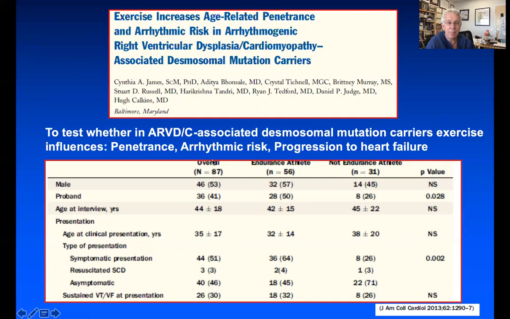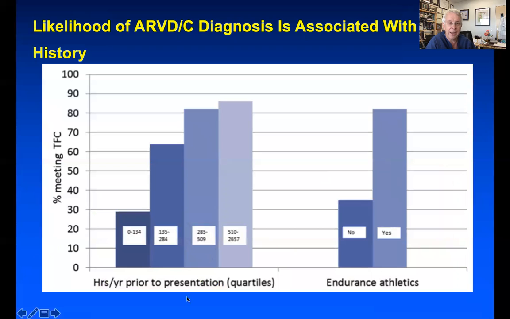We looked at 87 patients with ARVD, and we looked at how much exercise they did, and how many hours per year they exercised relative to the chance they got the disease. They all had a mutation that put them at risk. So if you exercise less than 134 hours per year, your risk of getting ARVD was 30% or 28%. But if you exercise more than 500 hours per year, it was 85%. Similarly, if you're an endurance athlete, there was an 82% chance of getting the disease. If you answer no to that question, only 34%.